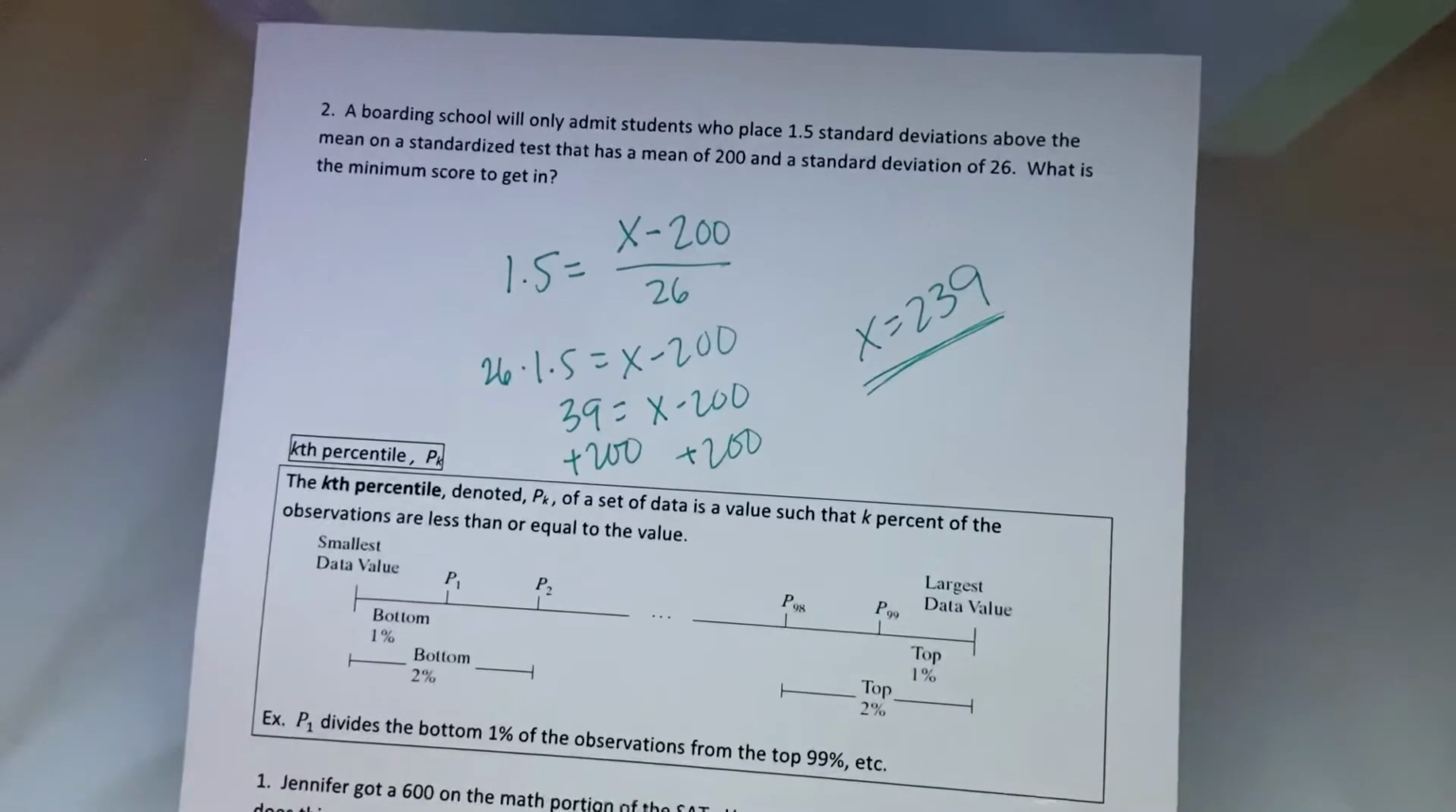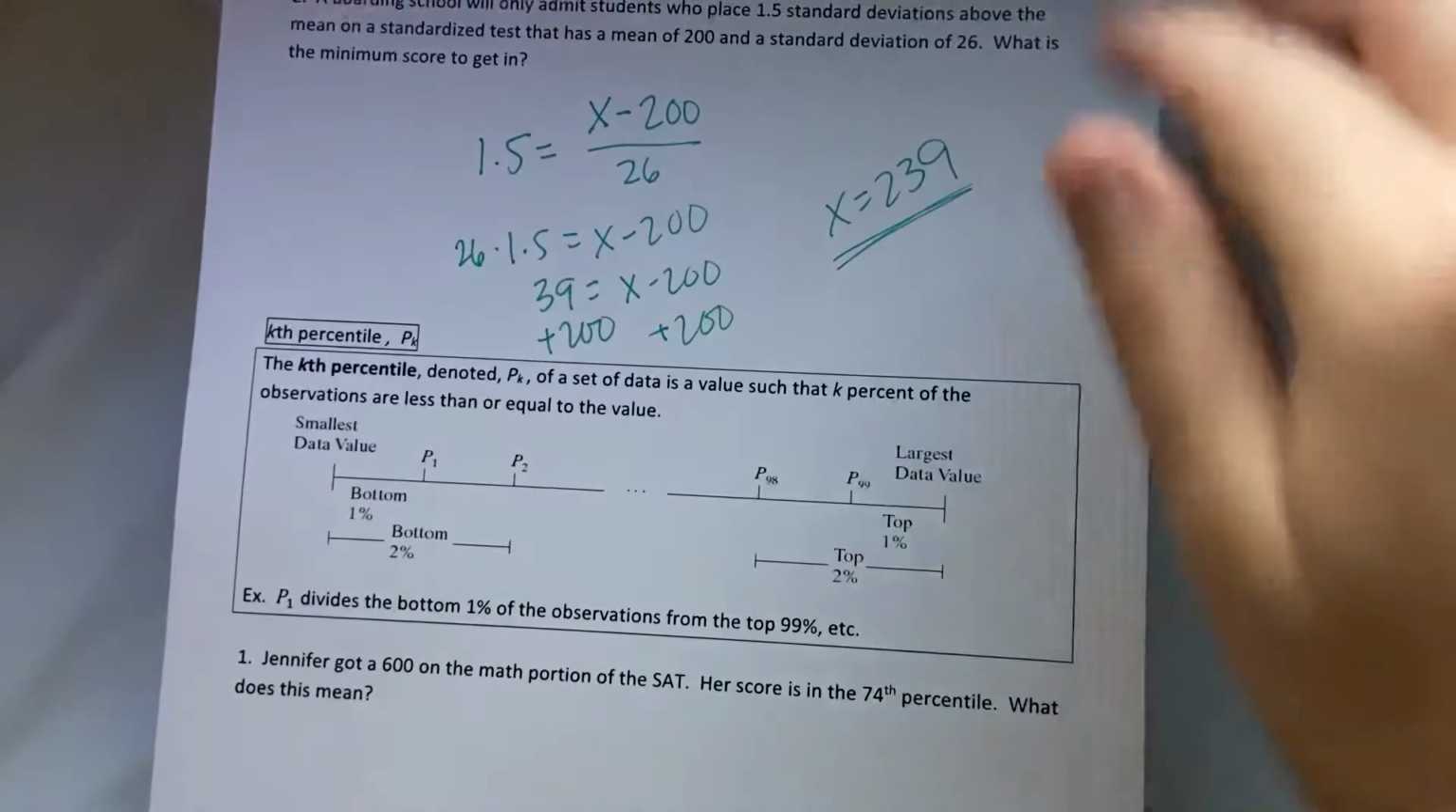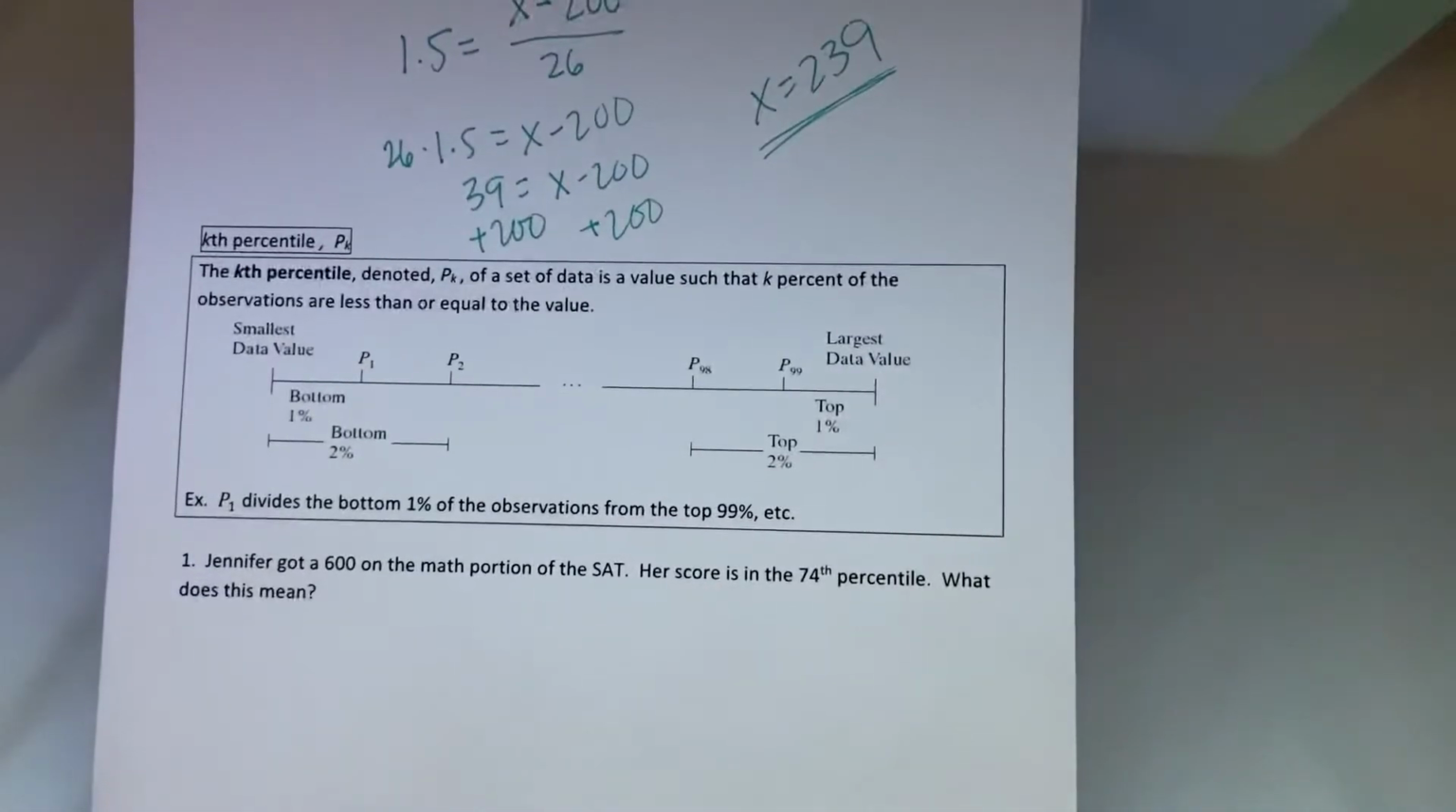And another thing that's a comparison is percentile. The kth percentile denotes the set of data values such that k% of the observations are less than or equal to the value. So what that means is if you're in the 99th percentile, for example, that means 99% of people are the same as you or worse, with 1% being around the same area, 98% being worse. So in the picture, P1 divides the bottom 1% of the observations, P99 divides the top 1%.